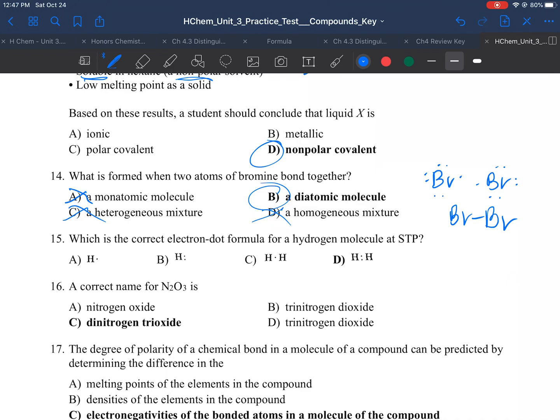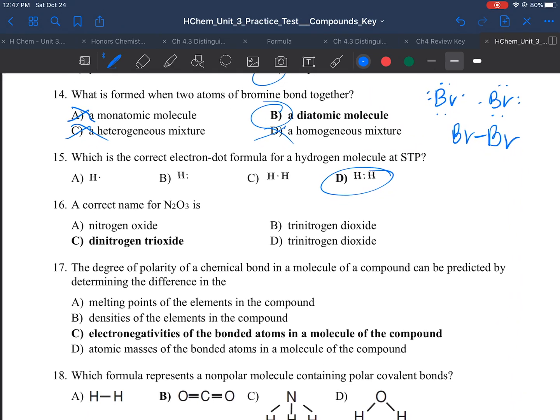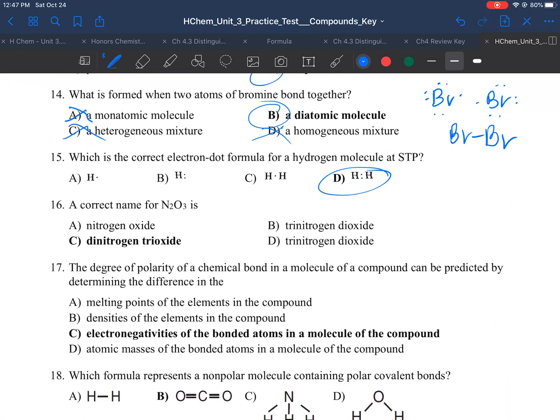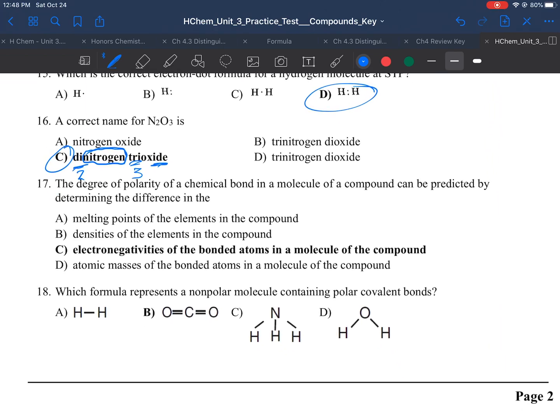Which is the correct electron dot formula for a hydrogen molecule at STP? Hydrogen is also diatomic, so what you're going to get is D here. They each contribute an electron to each other. A correct name for N2O3? Well, you have to remember the prefixes for molecular compounds, which is di for 2, nitrogen, tri for 3, oxide. So remember, we still use the regular name of the cation, but for the anion, we still use "ide" at the end. So C is your answer here.